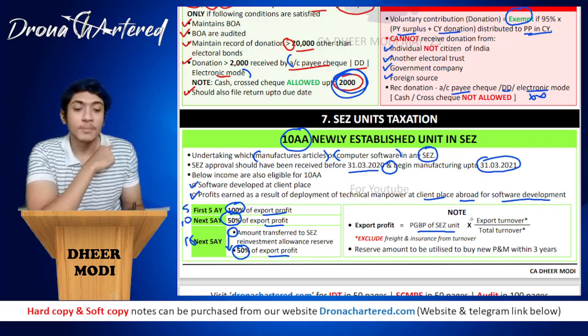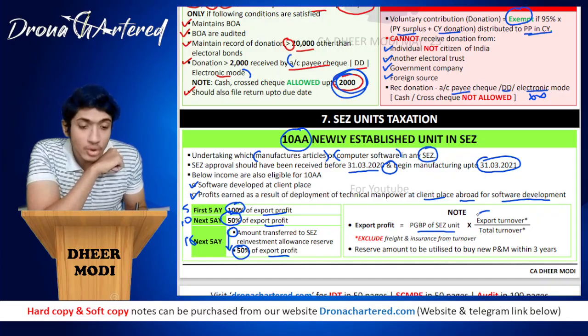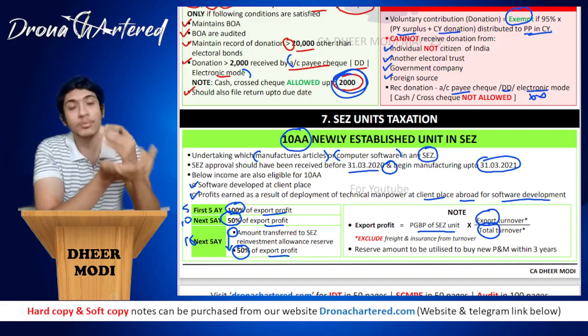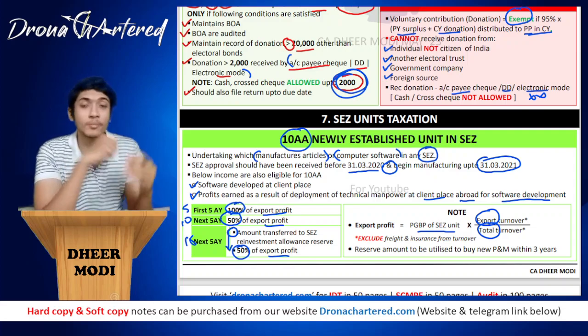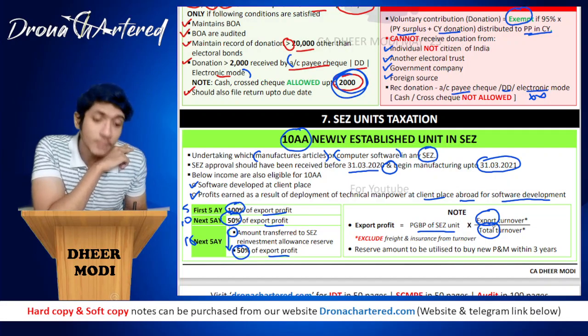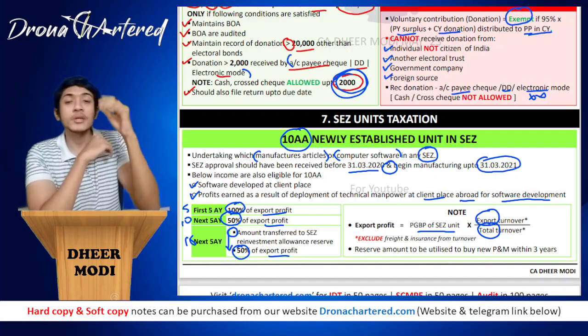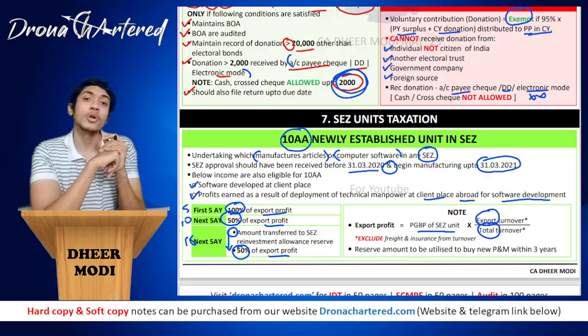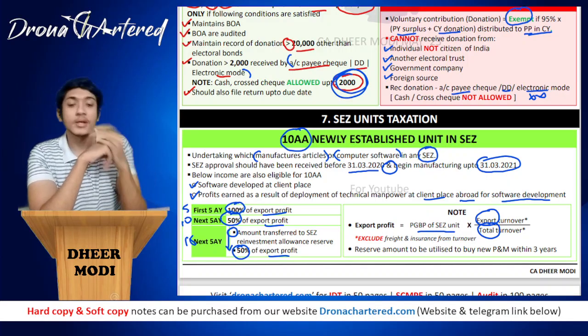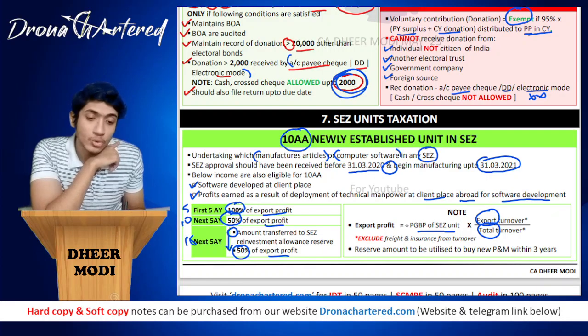This you will multiply with the ratio of export turnover upon total turnover, because the income tax department wants that only the proportion of your profit from export should be exempt. So your export turnover upon your total turnover gives you the ratio of what portion of your turnover is export. Now this portion will only be exempt, that is this into your PGBP.